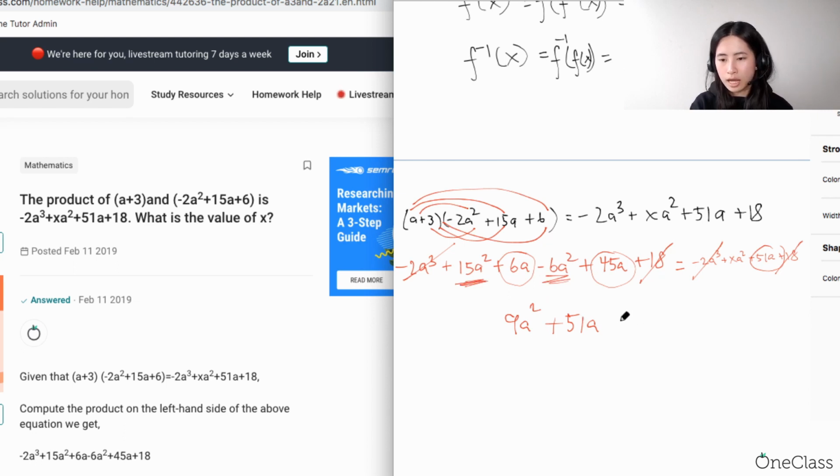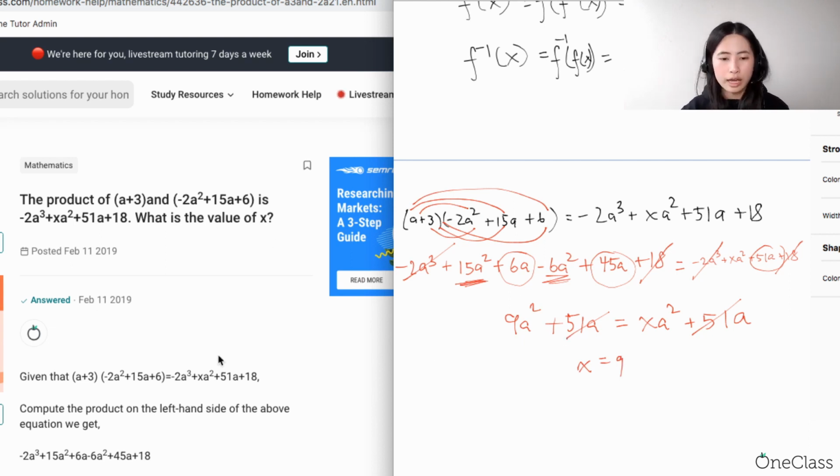Then you have 51a, which is equal to xa squared plus 51a. So as you can see, this 51a can also cancel out and result to 0 because they're both positive. And moving this to the opposite side, we just turn it into negative 51a, so that just cancels out, right? Because it's 0. And then you get to this point where you have a squared over here, so that means x must be 9. So that's why you know that the value of x is 9.